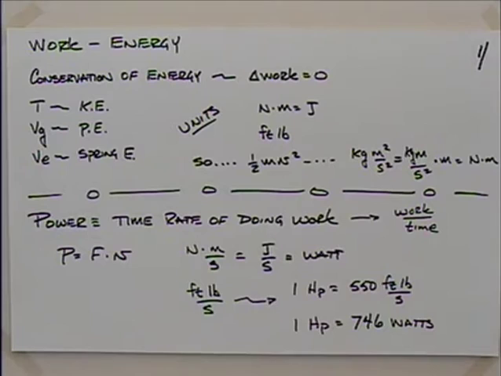A few other things to review. Remember, we had some symbology that was slightly different than you'd seen in physics, which is fine. Everyone's got different symbols and different ways of expressing things. We saw that T was our kinetic energy, V sub G was our potential energy due to gravity, and V sub E was our potential energy due to a spring, or the spring energy.